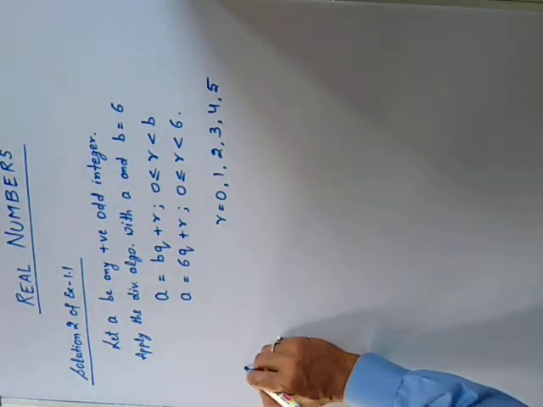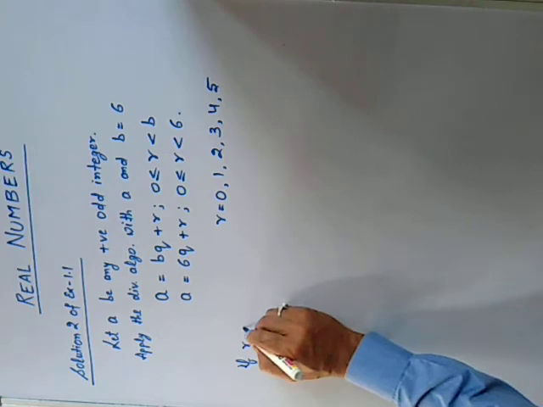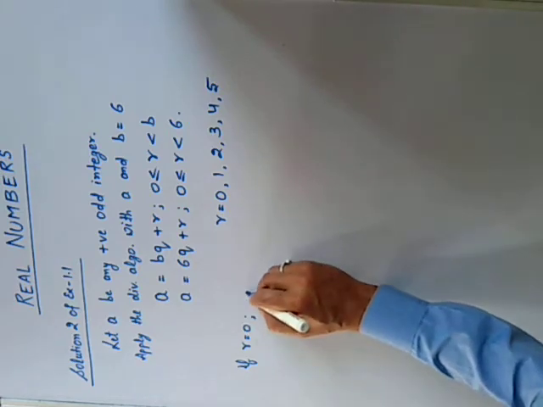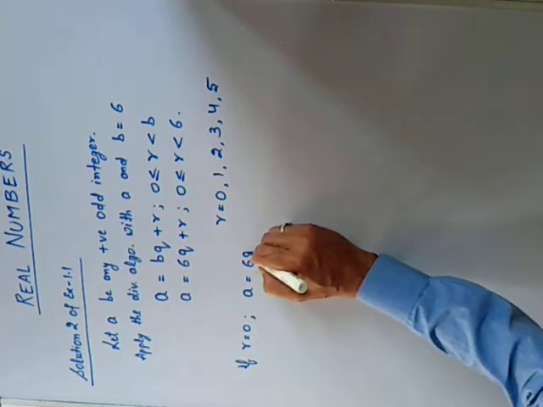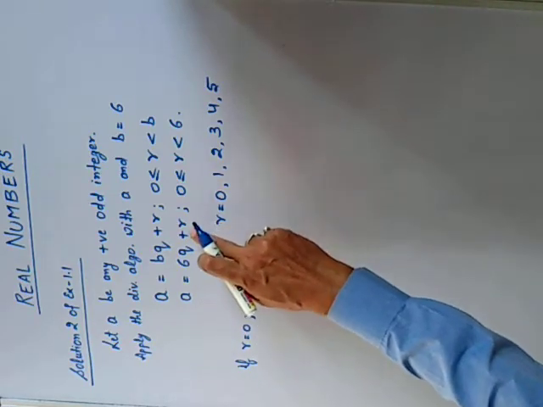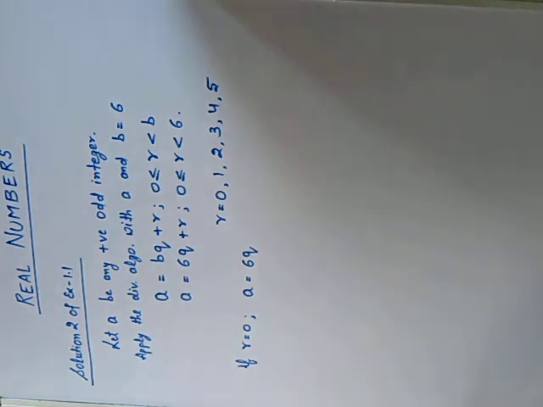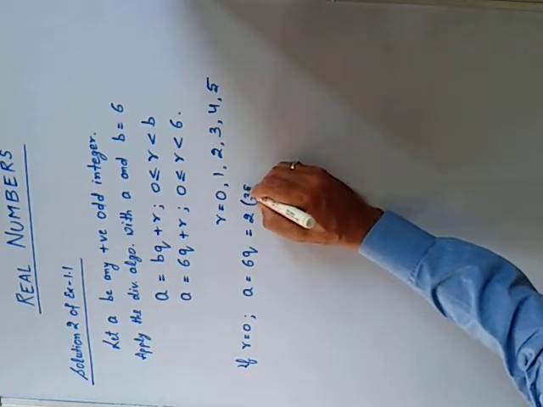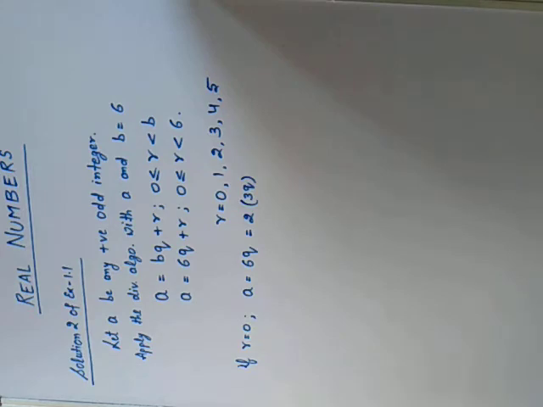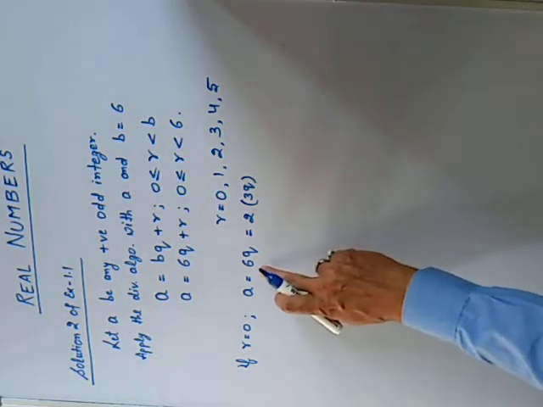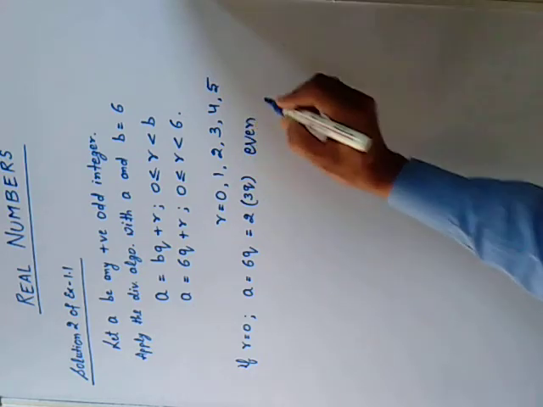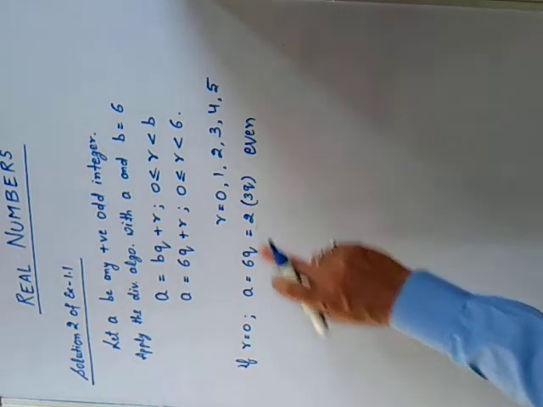Now suppose r equals to 0, first value. So if r equals to 0, then a equals to 6q, because a equals to 6q plus r. If we take r equals to 0, then a equals to 6q, and we can write this as 2 into 3q. 2 threes are 6, so 2 into 3q. Now 2 is a prime factor of 6, which means this number is even, because 2 is a factor.